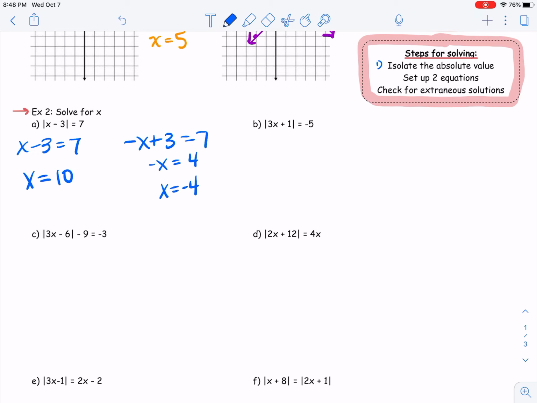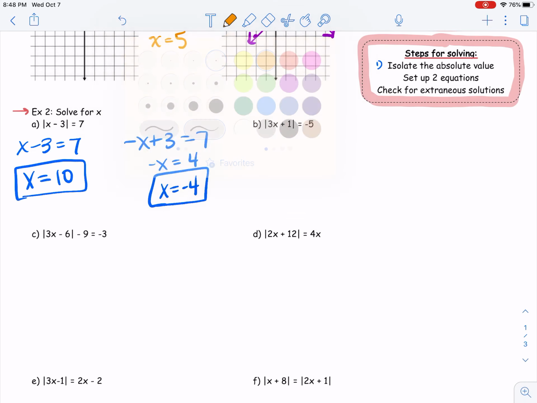When I plug 10 in, 10 minus 3 is 7. The absolute value of 7 is 7. So that means it's a solution. When I plug in -4, -4 minus 3 is -7. The absolute value of -7 is 7. So that means this is also a solution. So we do have two solutions for that first problem.